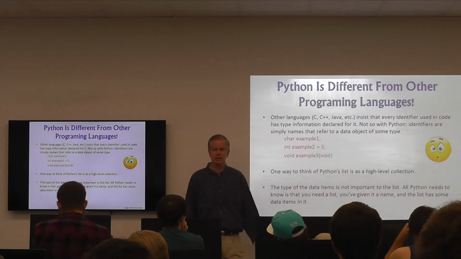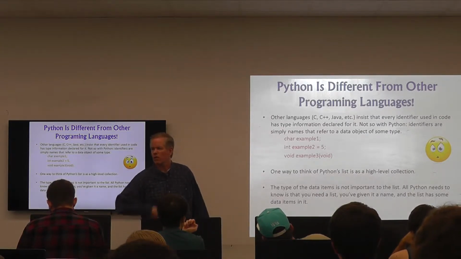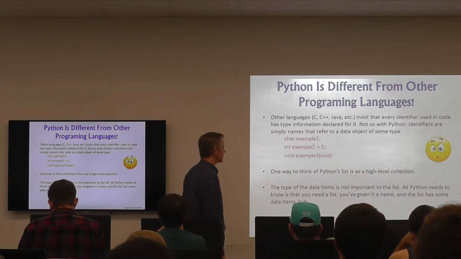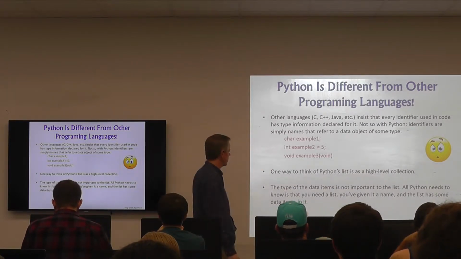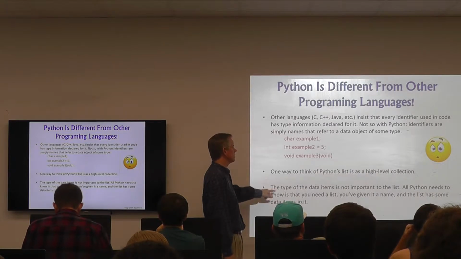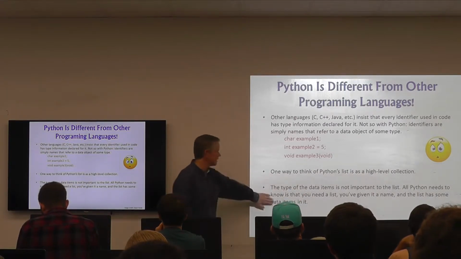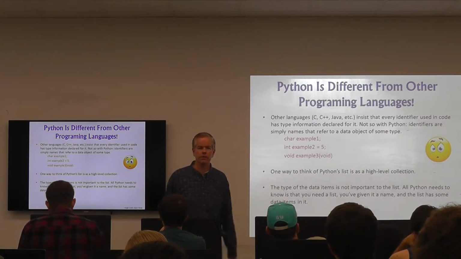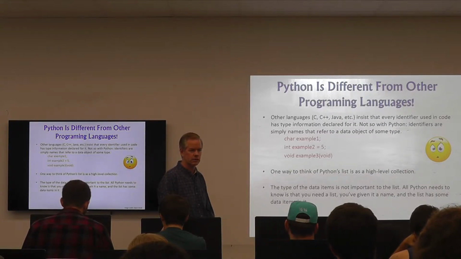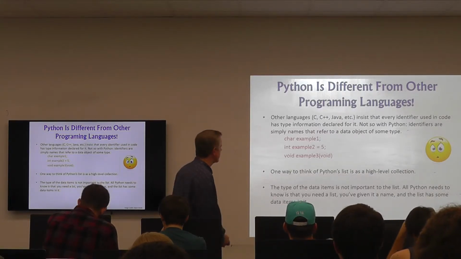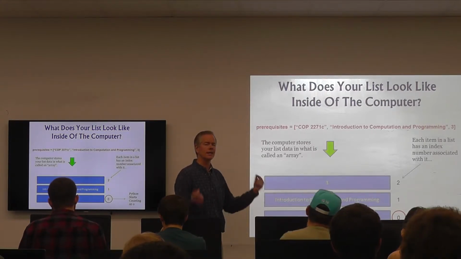We know in Python that's actually not the case, and especially when we're doing lists. We don't have to say anything about what's going into lists. We can throw any stuff in there that we want. You can think about Python's list as being a high-level collection of stuff. Type of data items is not important to the list. All Python needs to know is that you need a list. You've given it a name, and the list has some data items in it. It does not care what goes into it. Stick anything you want in there. Python is extraordinarily cool about this. Got it? So, if we're doing this list stuff, what does it look like inside the computer?